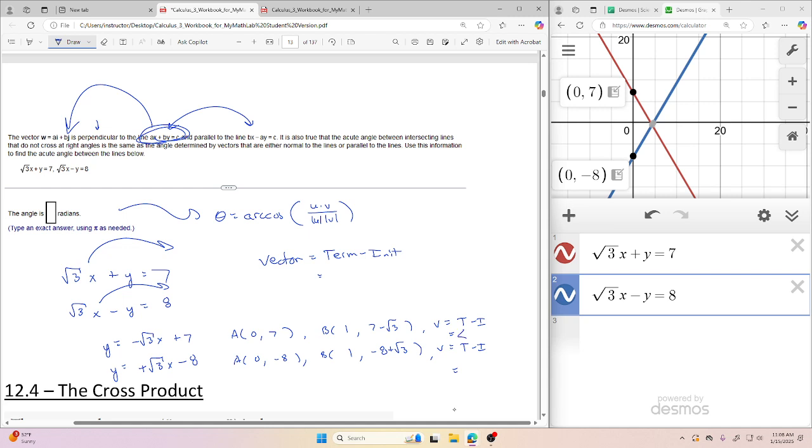So what would be my X component of this vector? B minus A. 1. Yeah, 1. And then the next one will be these guys. So I'm going 7 minus square root 3 minus 7. Exactly. The 7s will cancel. We got a negative square root of 3. Very good. So similarly with the other one, you could probably guess the answer now. Positive square root of 3.